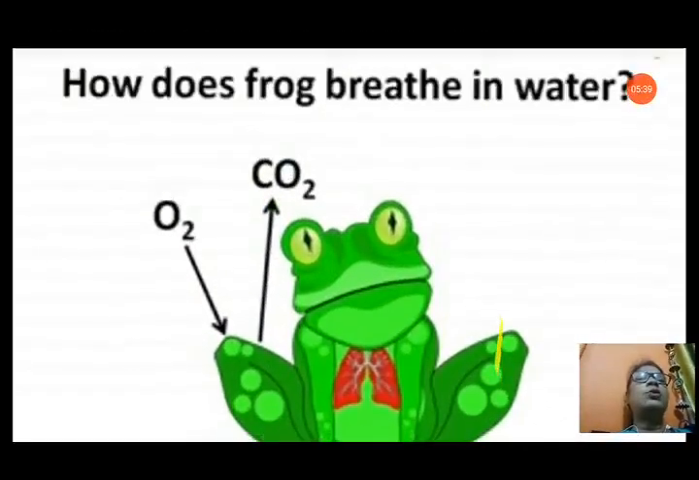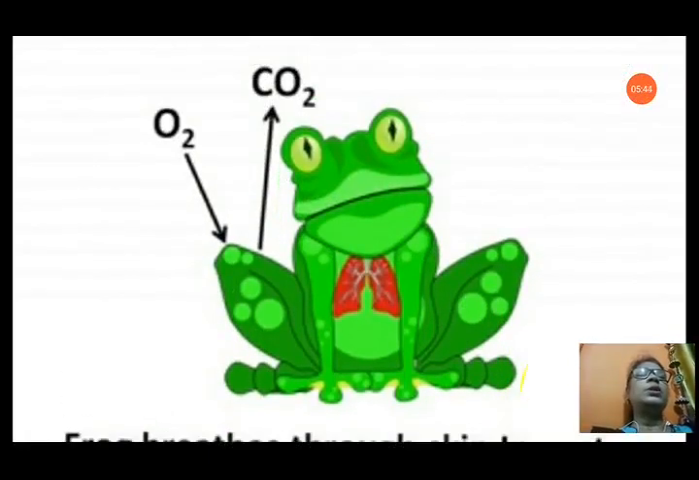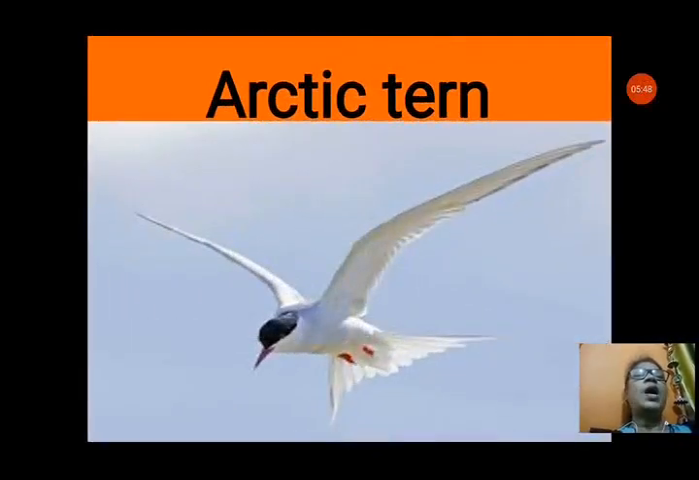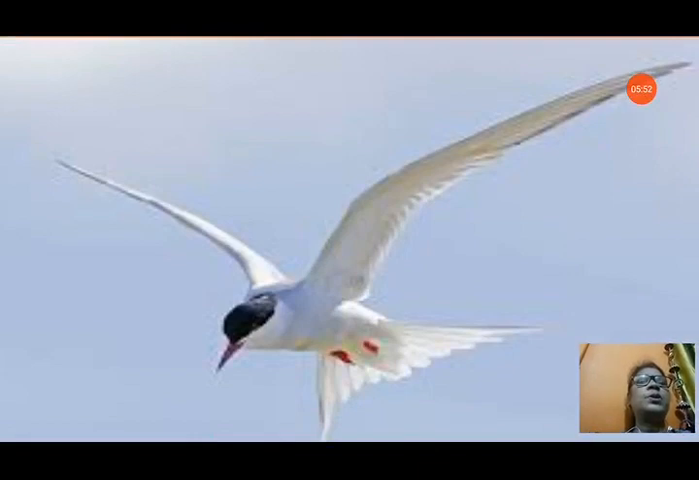You can see here how frogs breathe in water. Frogs breathe through skin in the water. They take in oxygen and release carbon dioxide with the help of their skin. Arctic tern, you can see this is an Arctic tern that migrates. It is a migratory bird that moves from the Arctic Circle to the Antarctic Circle.